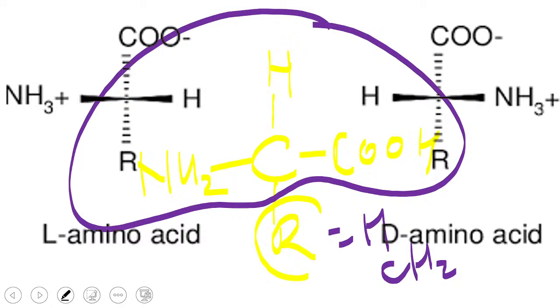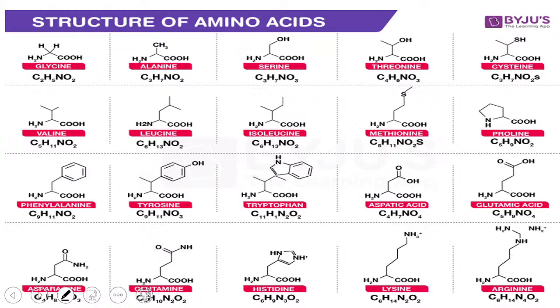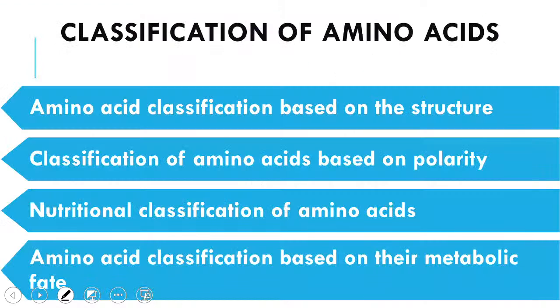So they are going to differ only in their R groups. On the basis of the R group, on the basis of the structure of amino acids, we have different types of classification of amino acids. Amino acids are going to be classified on 4 criteria. There are 4 different ways in which we can classify amino acids. The first way is on the basis of their R group structure.